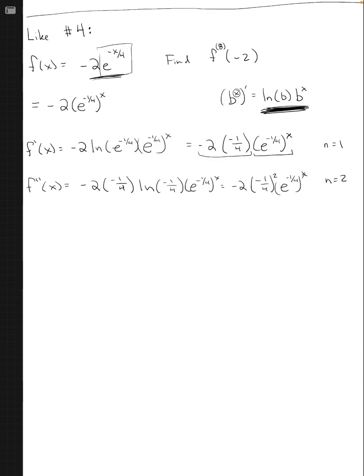So I'm beginning to see a pattern, right? This is technically n equals 0. All 3 of these have a negative 2 out front, right? So that seems to be fairly stable.